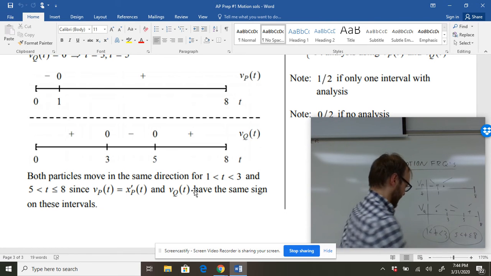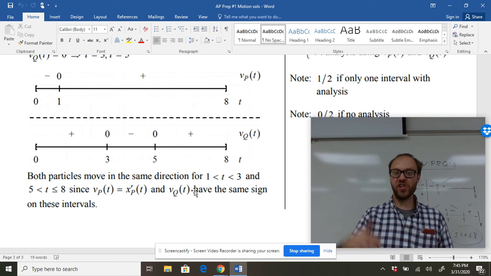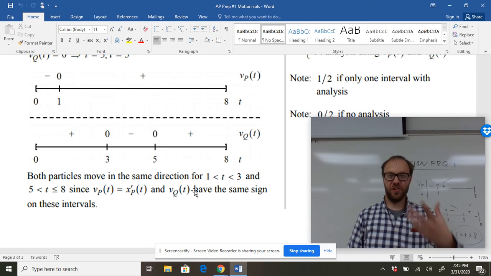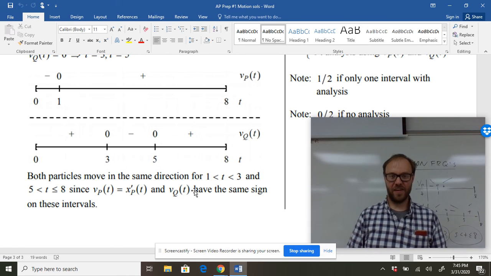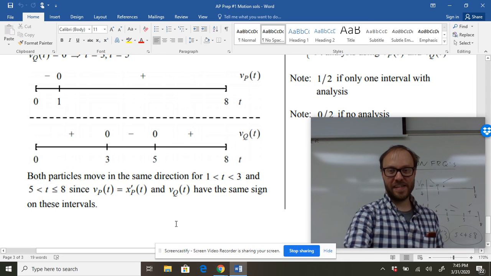So I wouldn't just circle these. I would write a sentence that kind of summarizes what you found, but show all the work that you've done as you go. Okay, so show your equations, show your number lines, and you're going to get the credit. So that's what's going on in part B. Now on to part C.